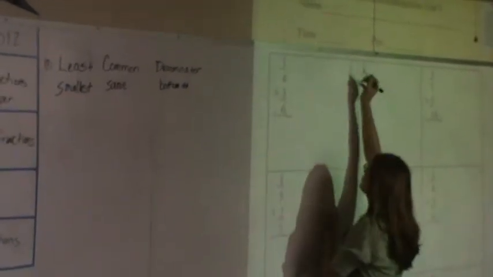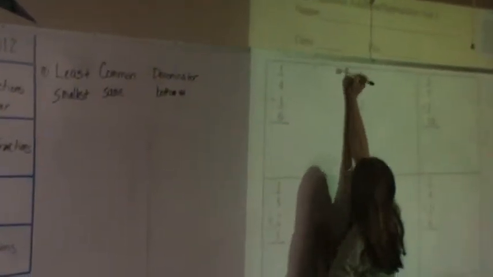I want you to go to your worksheet. In the upper right-hand corner, as teeny tiny as you can, put LCD equals. Okay, so now, using your times table chart that you made this morning, I want you to go across the 4 row and the 6 row.